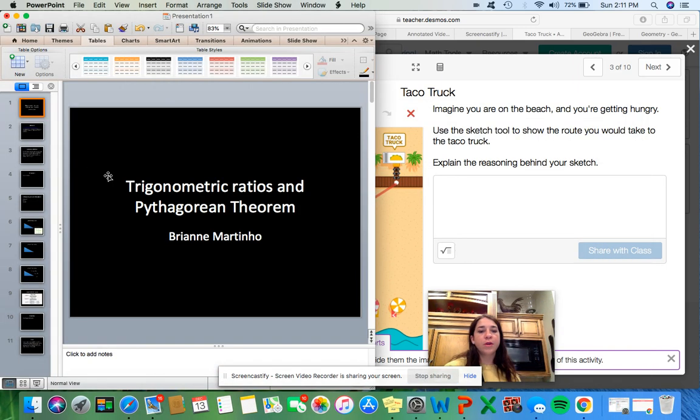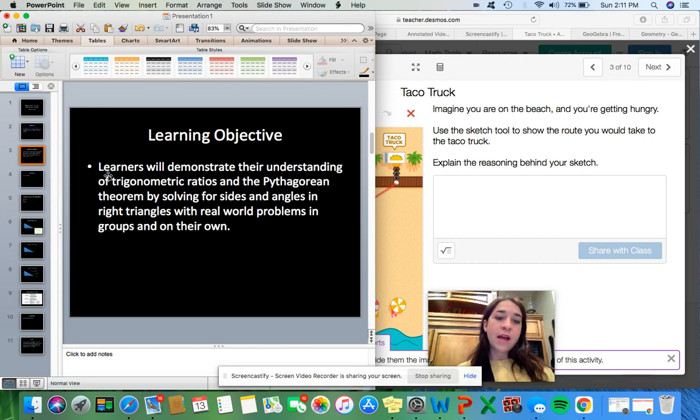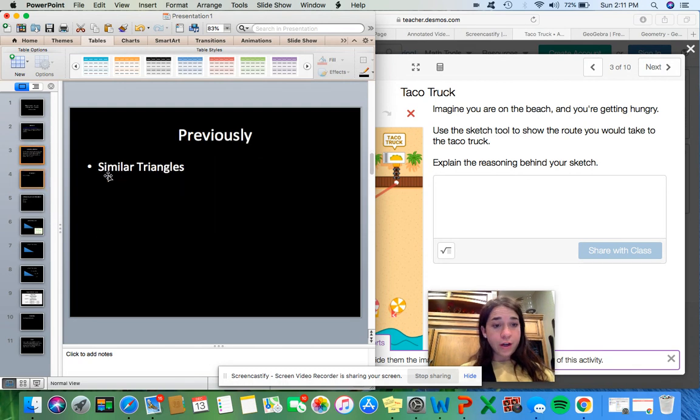Okay, so first we will be going over trigonometric ratios and the Pythagorean Theorem. The standard assessed is using trigonometric ratios and the Pythagorean Theorem to solve right triangles and applied problems. The learning objective is that learners will demonstrate their understanding of trigonometric ratios and the Pythagorean Theorem by solving for sides and angles in right triangles with real-world problems in groups on their own.